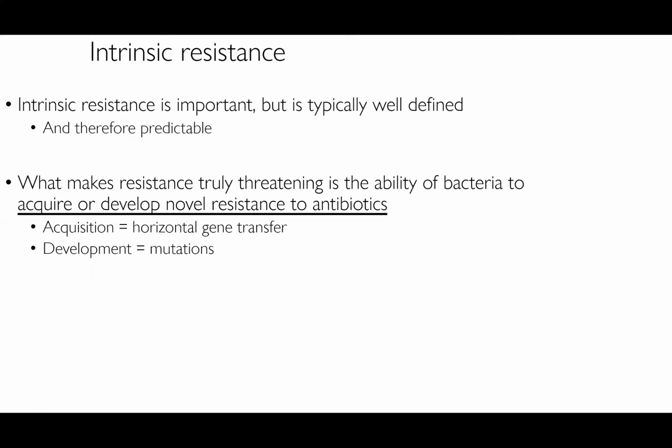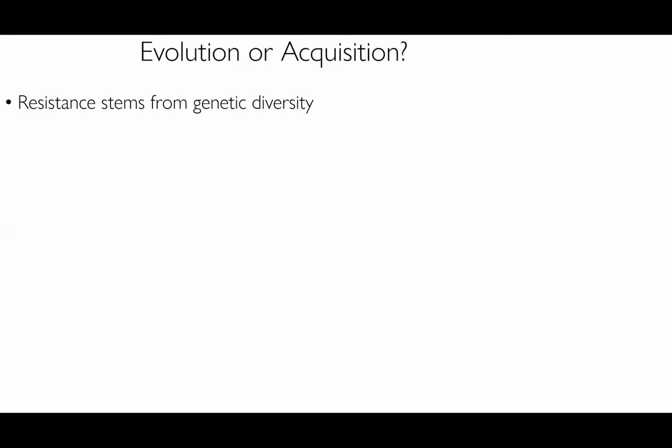Ultimately, what makes resistance truly threatening is the ability of bacteria to acquire or develop novel resistance to antibiotics. When we're thinking about acquisition, it's through horizontal gene transfer. When we're thinking about development, we're thinking about mutations to the genetic structure of the bacteria. Ultimately, resistance does stem from the genetic diversity of microbes. As we've talked about multiple times, microbes are incredibly diverse genetically.